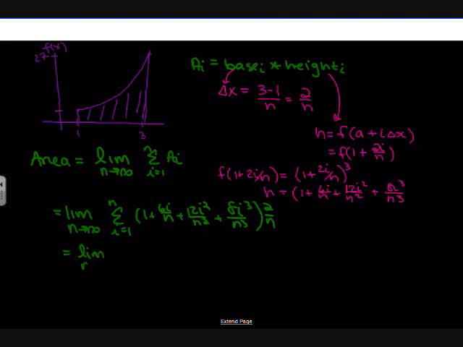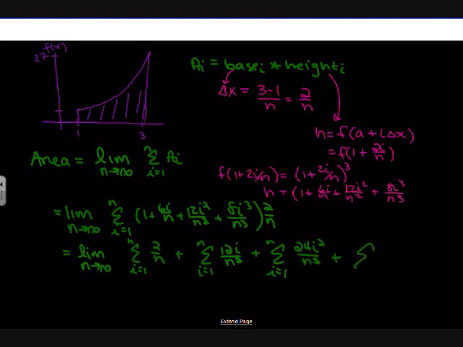Okay, so when I do that, I get the limit as n goes to infinity. For my first sum, I'm going to have 1 times 2 over n, plus my second sum will be 6i over n times 2 over n, plus my third sum, which will be 12i squared over n squared times 2 over n, plus my fourth sum, which will be 16i cubed over n to the fourth.